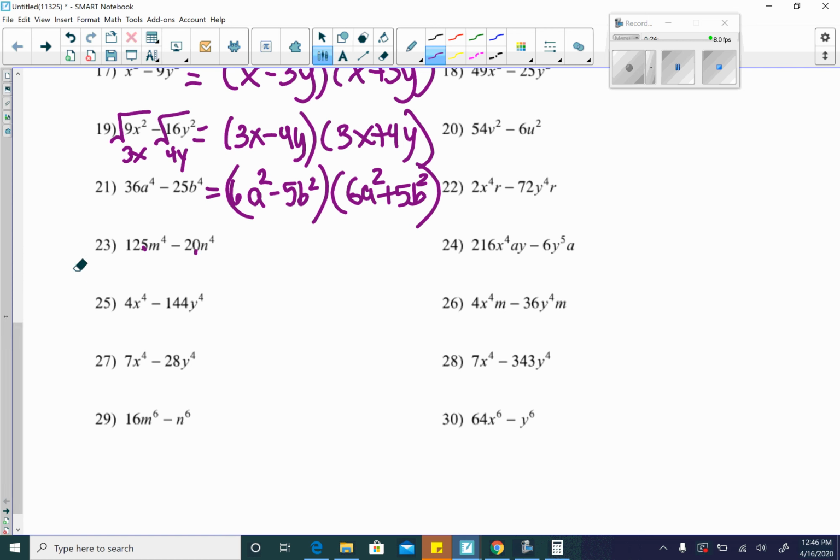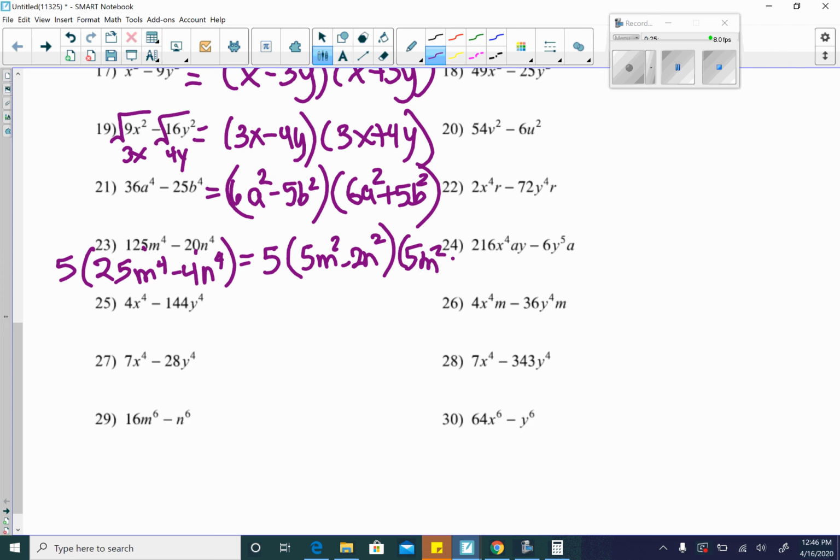Okay, same thing here. Number 23. Oh, there's a GCF here. I can take out a 5. And that gives me 25m to the 4th minus 4n to the 4th. Okay, that's a difference of squares. Make sure to bring that 5 with you. I have 5m squared minus 2n squared times 5m squared plus 2n squared.